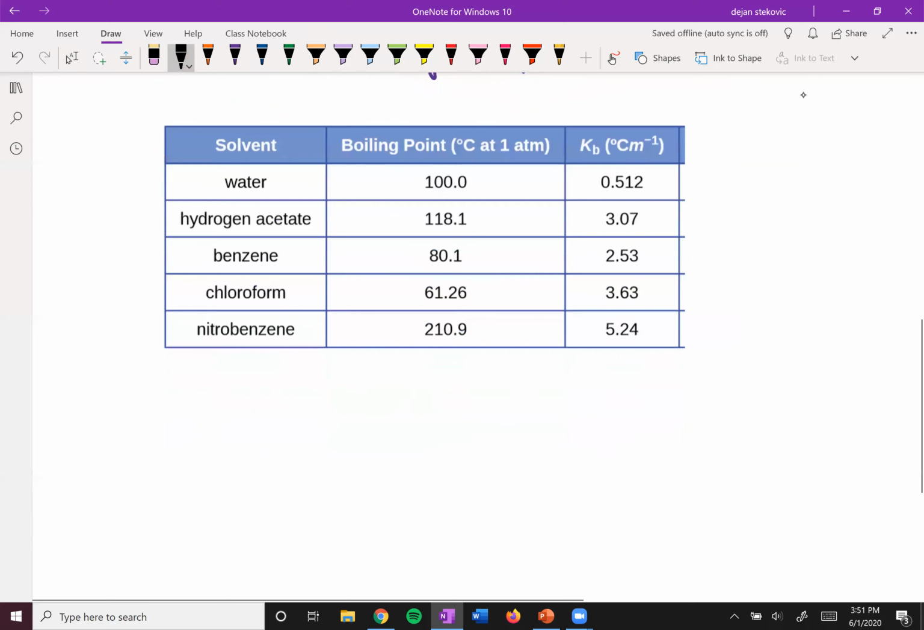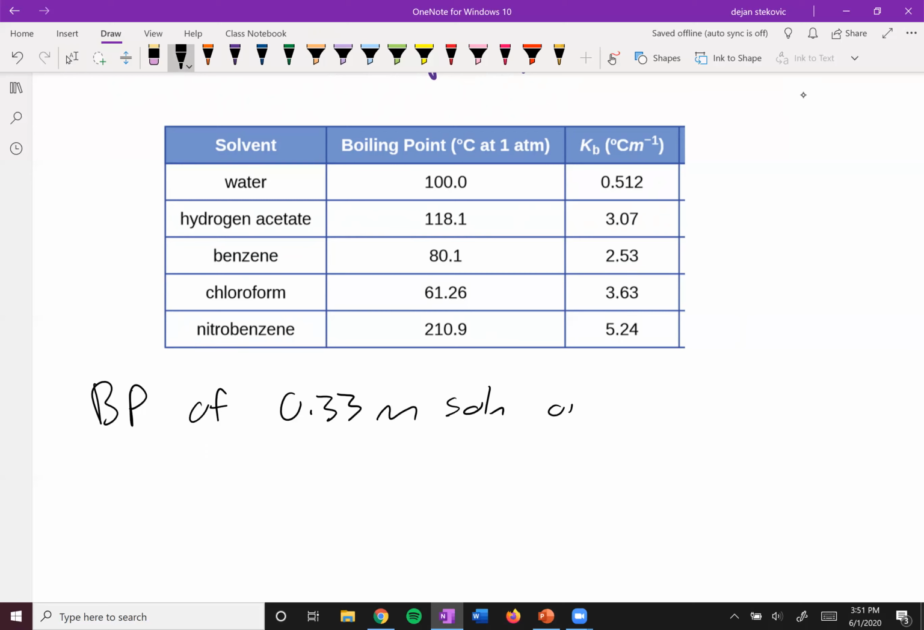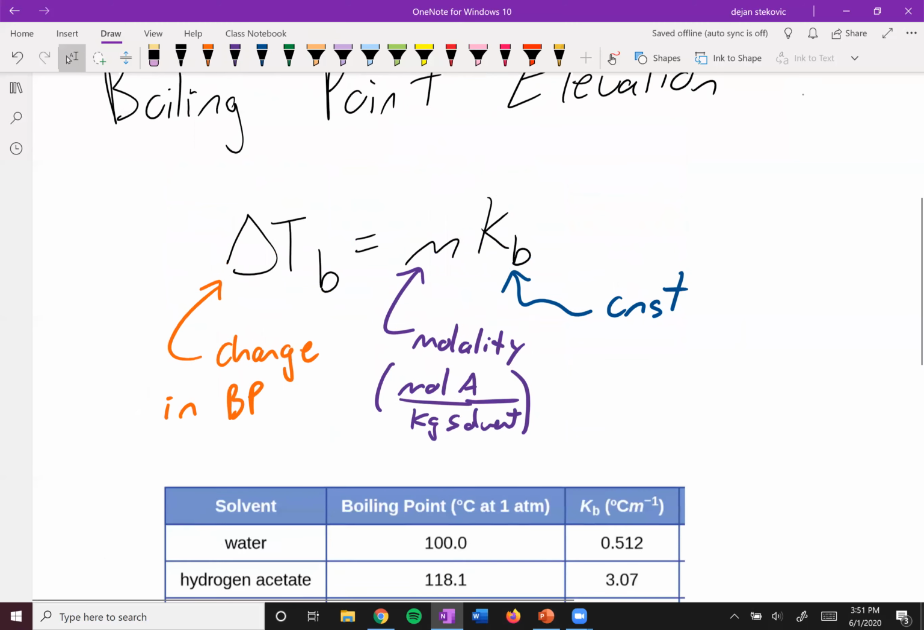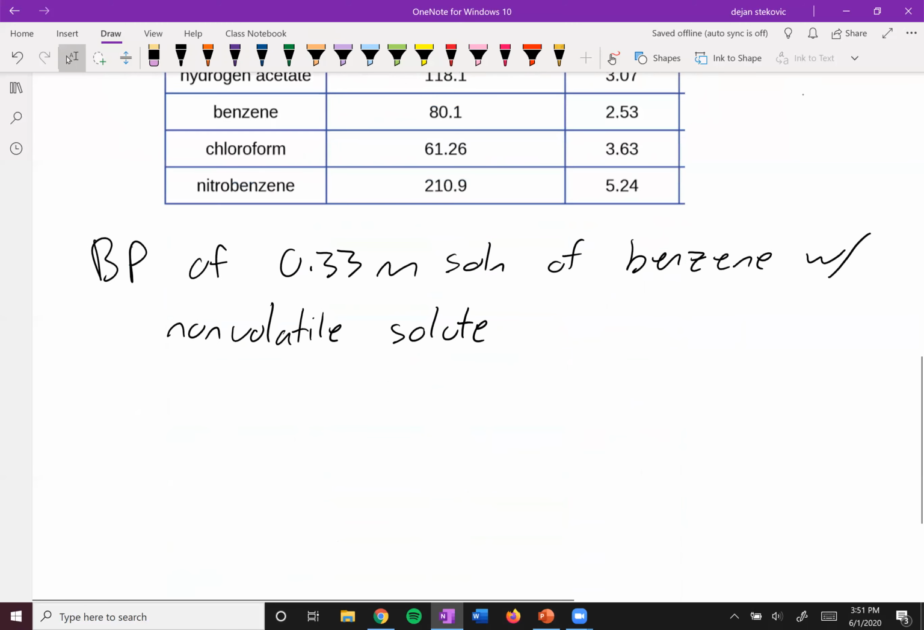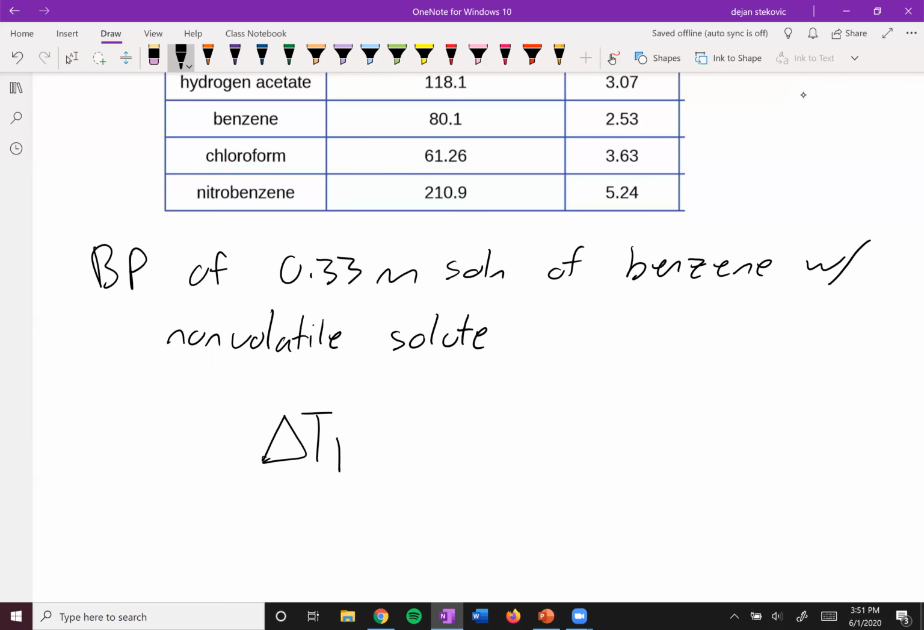And so one question that I could ask you, something like this, is what's the boiling point of a 0.33 molal solution of benzene with a non-volatile solute? So for all of these kind of colligative properties, these solutes, what we're really talking about is non-volatile solutes. If you try to insert some volatile solutes, it gets a bit more complicated. And so we'll use this equation that we just learned about, and that's our change in boiling point is equal to the molal times the KB.